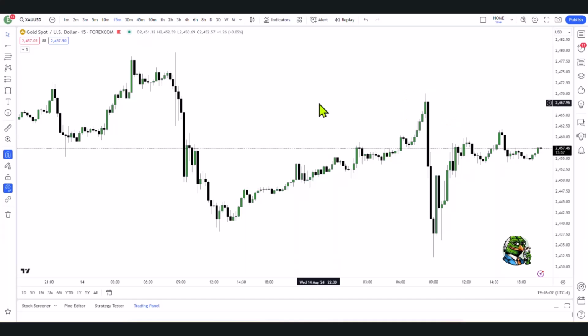Go and back test it, study the charts, learn the setups. It's repetition that's going to make you understand price action. You've got to study the charts.